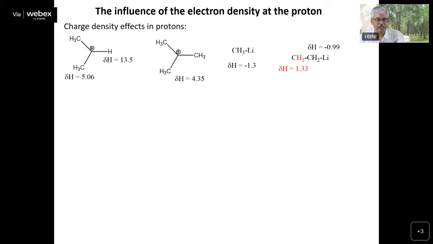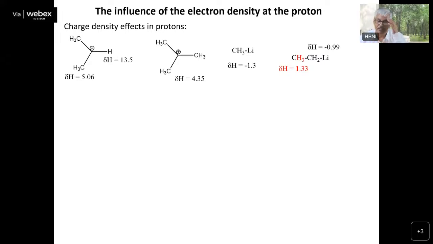So here you can see if you take the isopropyl cation, the proton chemical shift is at 13.5 ppm, and the methyl groups are also significantly deshielded. Same for the tertiary butyl cation, which comes at 4.35. Normally methyl groups come around 1.2, because of the significant decrease of the electron density around the hydrogen due to this positive charge.